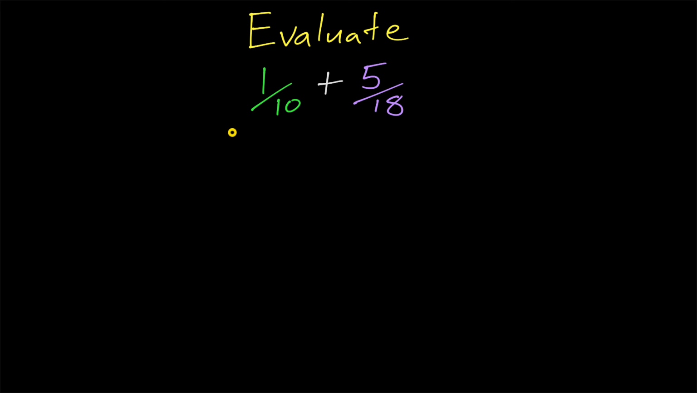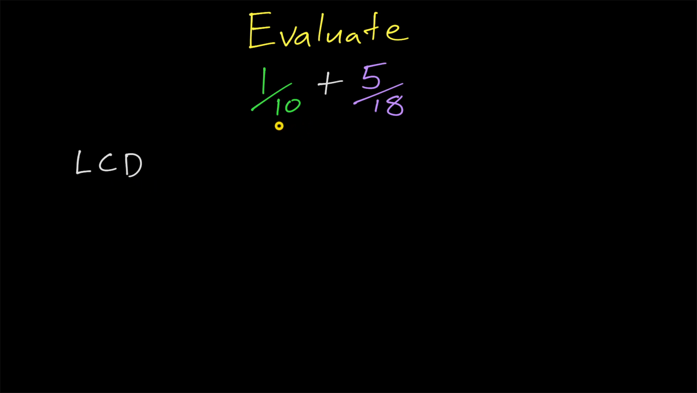So now we're going to learn how to add fractions together. How would you add 1 over 10 and 5 over 18? Well, before you can add these fractions together, it's important to convert every one of these fractions into equivalent fractions that have the same denominator. So which denominator should you choose as the common one between these two fractions? Well, a natural choice is to choose the least common denominator, or the lowest common denominator.